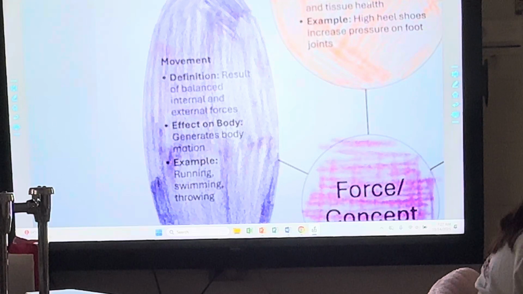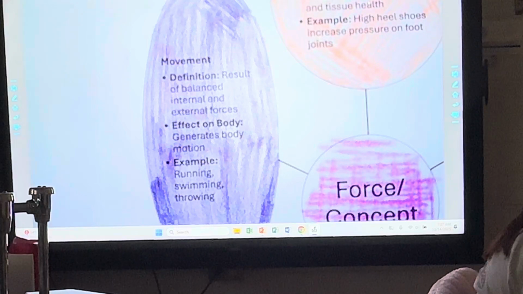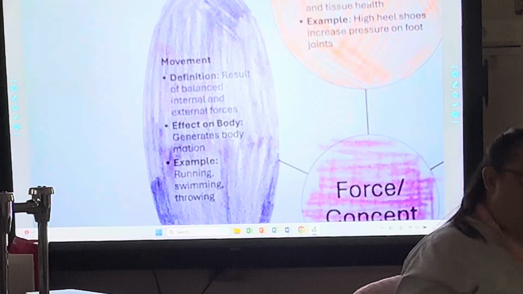So when we're running, when we're swimming, when we're throwing, we always want a balance of what the muscles are doing to what we are trying to achieve. So I hope that kind of gives you a better understanding of the key characteristics of forces involved in the muscular system.